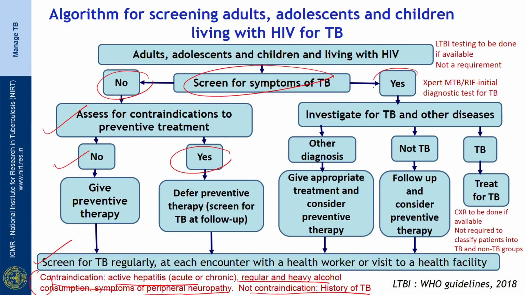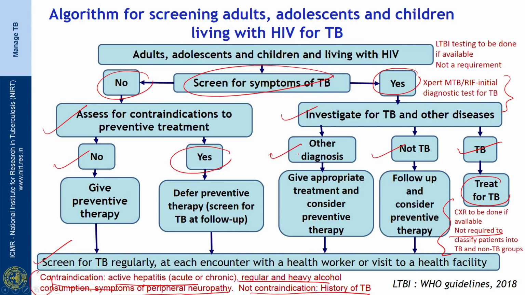In case the patients have symptoms suggestive of TB, one has to investigate them for TB and other diseases. The Xpert MTB/RIF is used as an initial diagnostic test for TB, and chest X-ray to be done if available, but it is not a requirement to classify patients into TB and non-TB group. If the diagnosis of TB is established, one has to treat them for TB. If the diagnosis is not TB, follow up and consider preventive therapy.